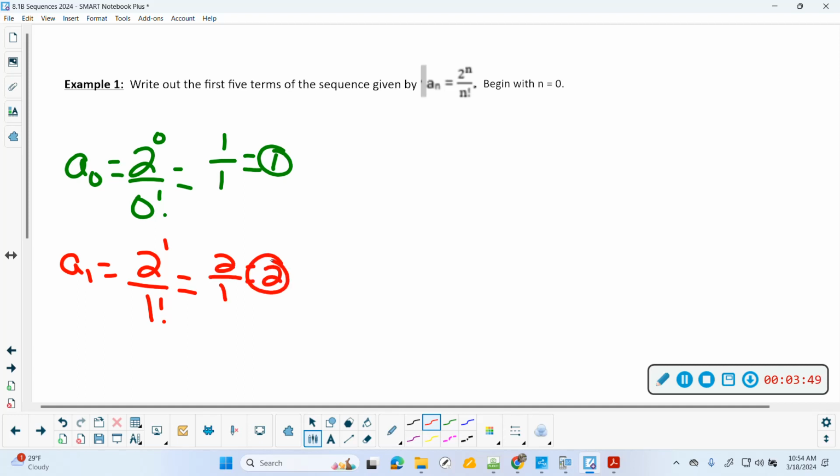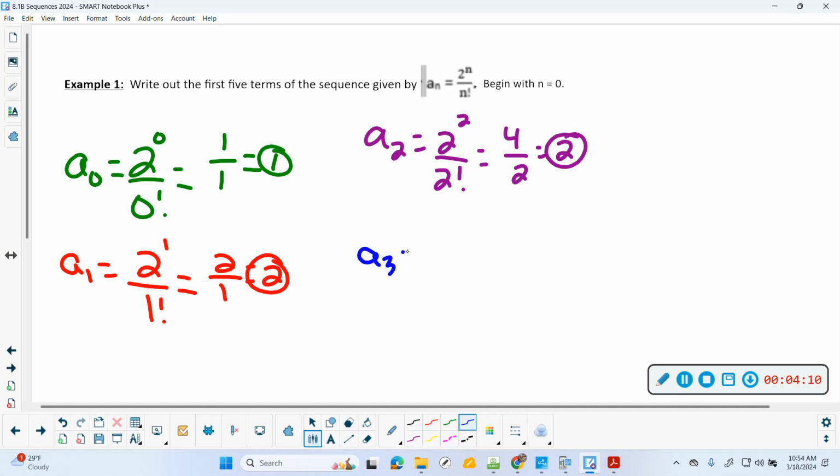So we got 2 for that guy. All right, 2, I'm on 2. So 2 to the second over 2 factorial. Well, what's 2 squared? 4. 2 factorial, 2 times 1. That's easy enough. All right, 5 terms, we gotta keep going.